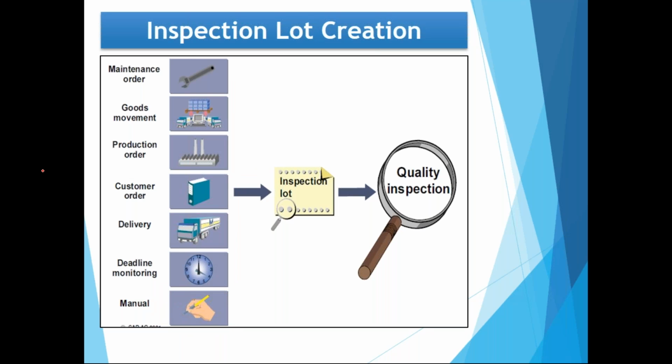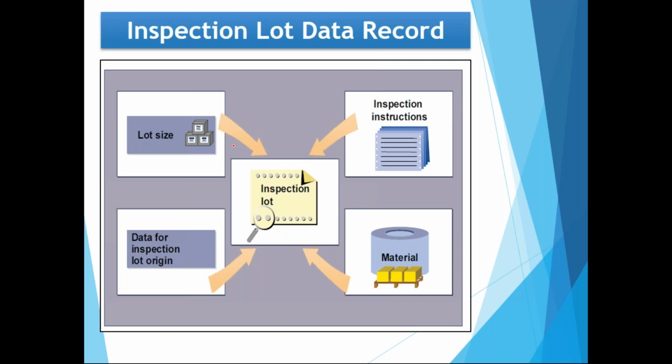method. Now, what data will a lot contain? Next question. An inspection lot will contain all the material relevant data. What is a material? What is a plant? What is a quantity? All that information it will contain. Next, it will contain lot size data. What is the total quantity of the lot? What is the sample quantity? All those things it will contain.